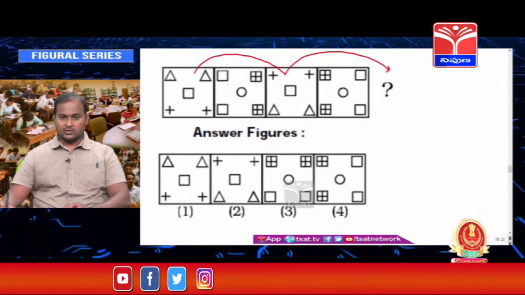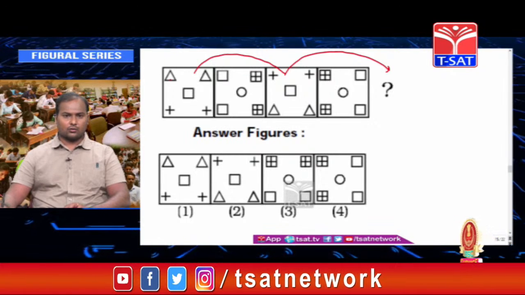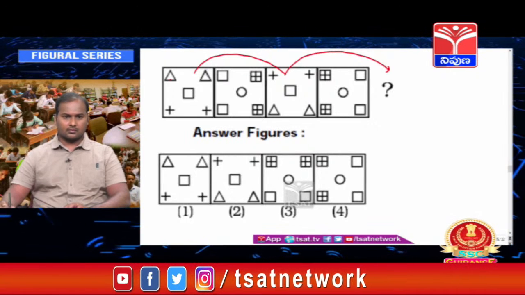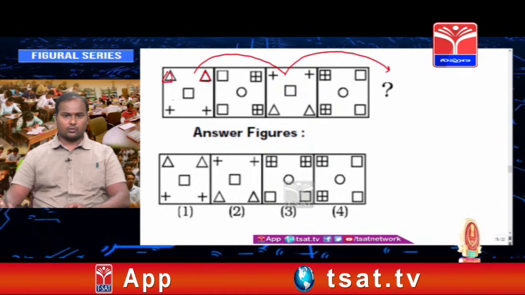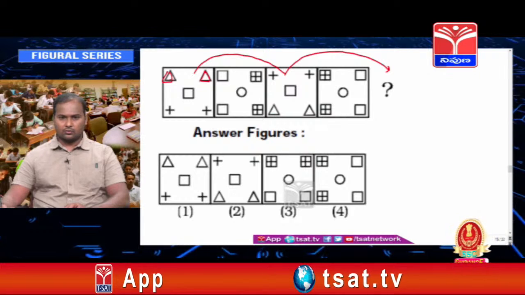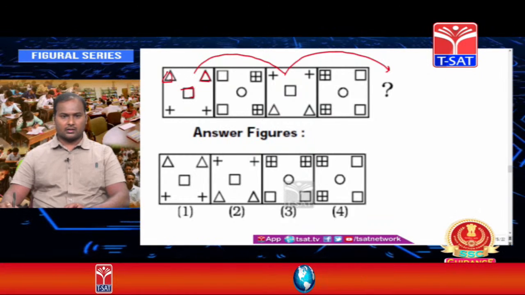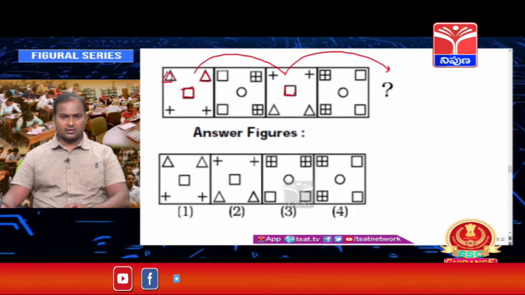Let's try to observe the change that is happening here. There are two changes. One is triangles at the top. Now these triangles move to bottom. So you can see this triangle move to bottom. Whereas the square is as it is. There is no change in the square.